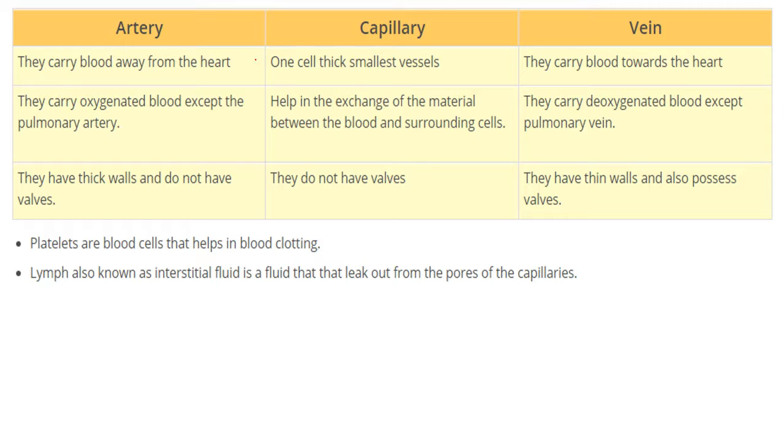Artery, capillary and vein. Arteries carry blood. If this is your heart, so arteries carry blood away from the heart. This is an artery. Veins carry blood towards the heart. So this is a vein. While capillaries are the one-cell-thick smallest vessels.